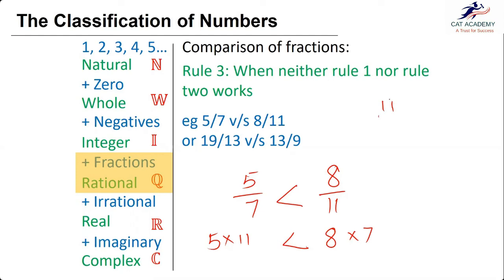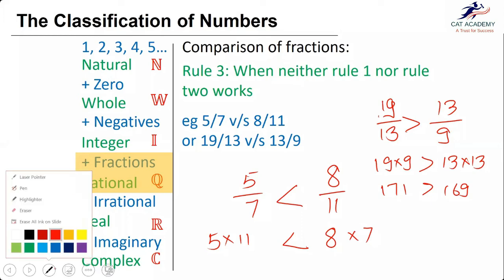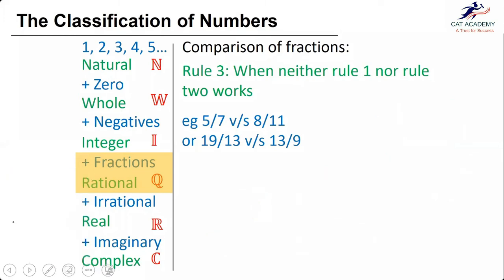Let's try the second one also, 19 by 13 and 13 by 9. Keep the numerators on respective sides. Shift the denominator. So this one is 171, this one is 169, so this one is greater. Understood? Understood the comparison between the two? What if there are decimal points in the numerator? Still cross multiplication is valid. Rahul, cross multiplication is still valid. Okay? Next.